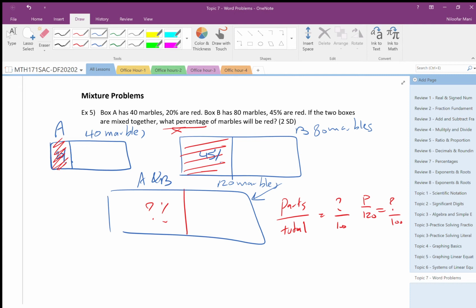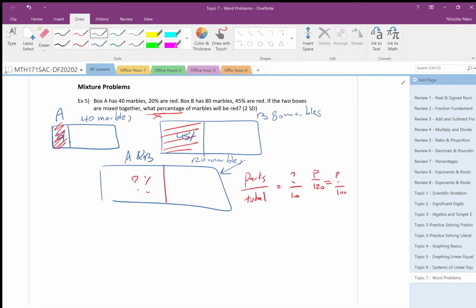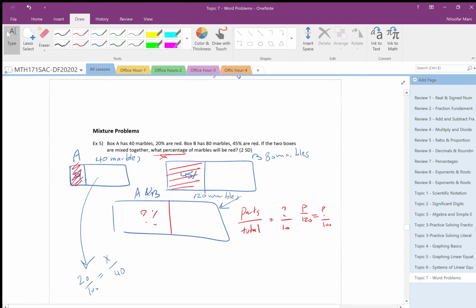You need to know what is part. So you need to know part from the first one, part from the second one, and add them. How do you know part from the first one? From the first one, I have percentage, I have total, I can find the part. So here I would say 20 over 100, how many over 40? Then you would tell me, okay, what is x?